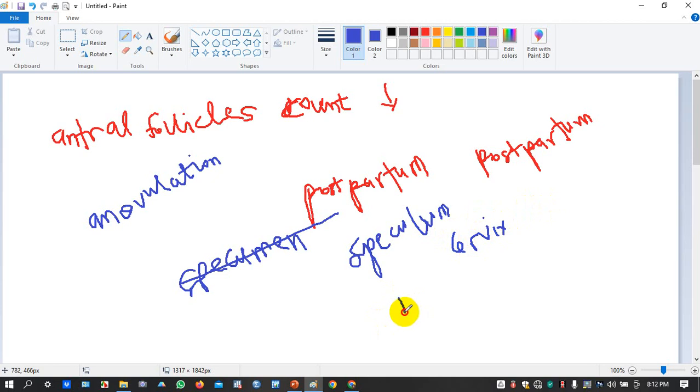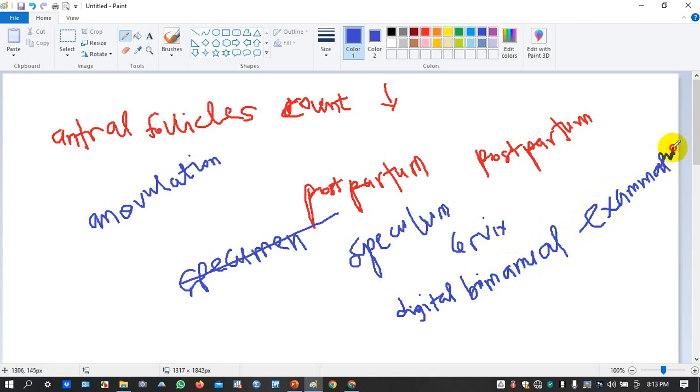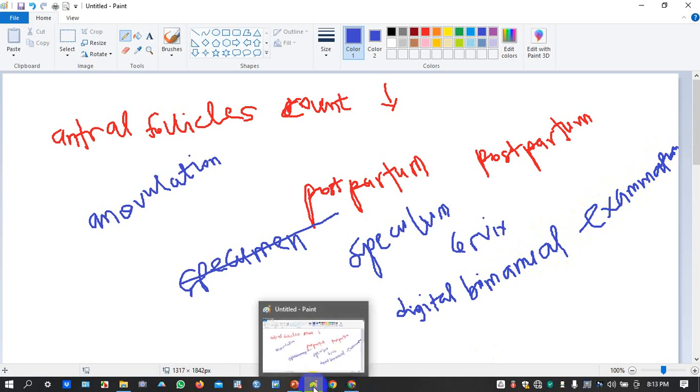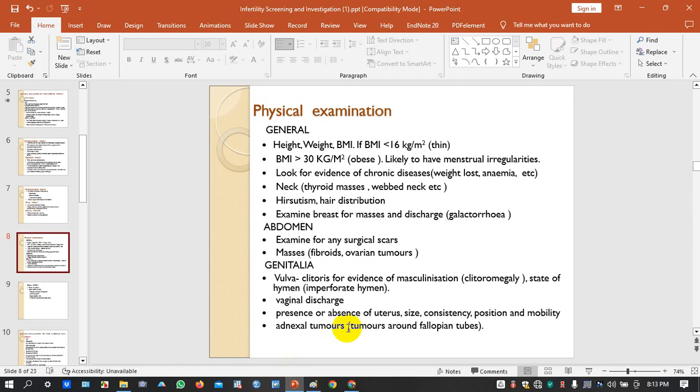Then you do a digital bimanual examination. The doctor also does a digital bimanual examination. He puts his index finger and the ring finger in the woman's vagina to investigate whether the woman has what? The clitoris is big, that's masculine, a very, very big clitoris.